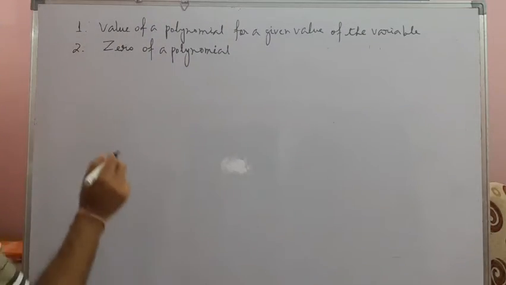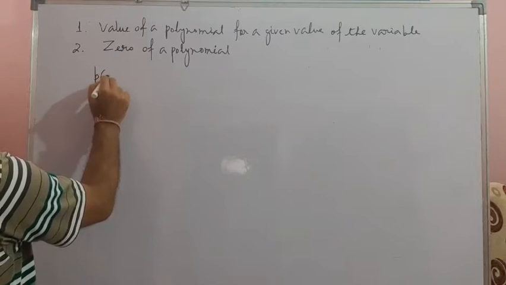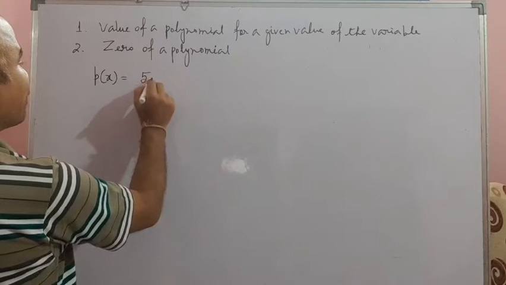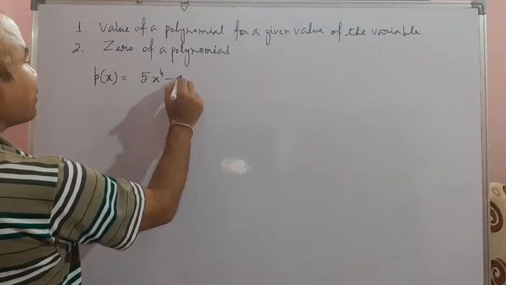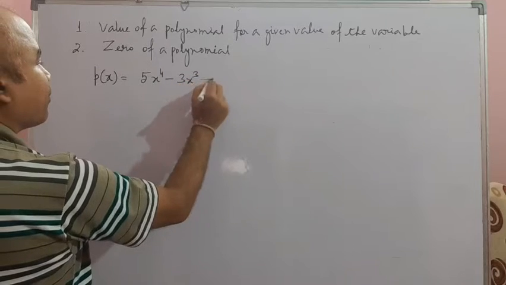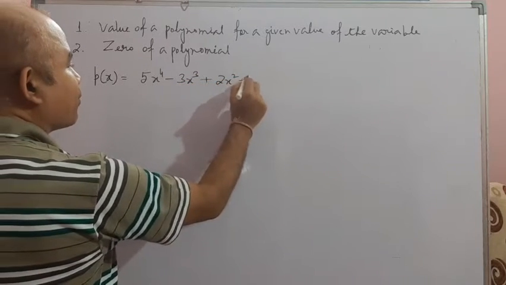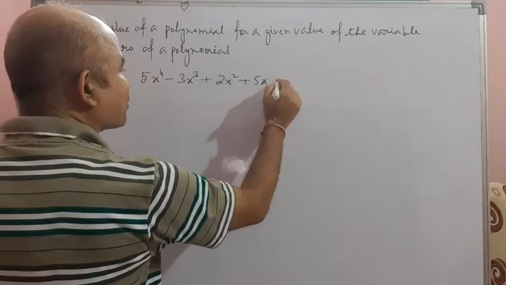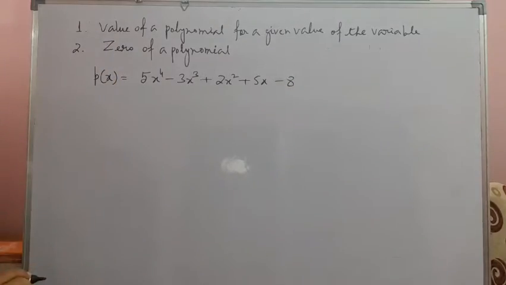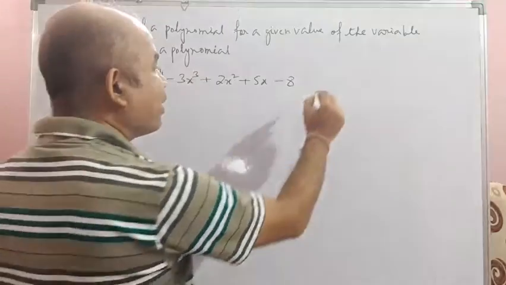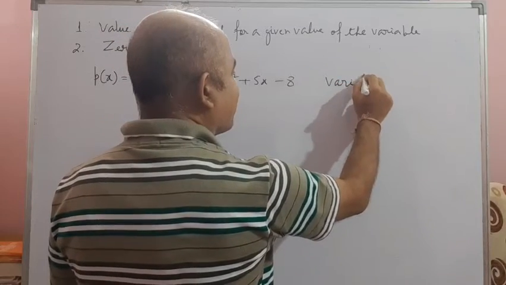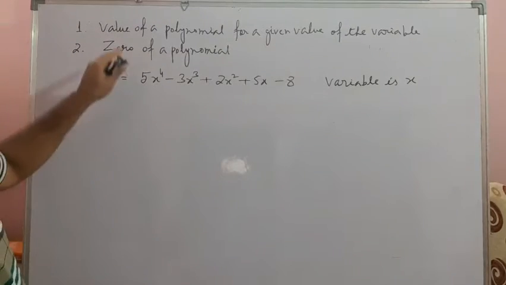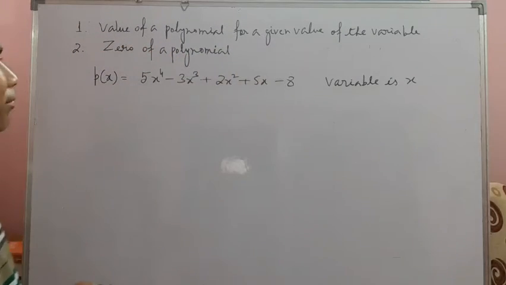So first of all, what is the value of a polynomial for a given value of the variable? Let me take an example. Suppose p(x) is equal to 5x to the power 4 minus 3x cube plus 2x square plus 5x minus 8. It is a polynomial. Here the variable is x.